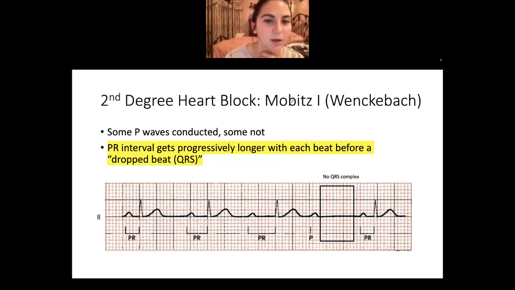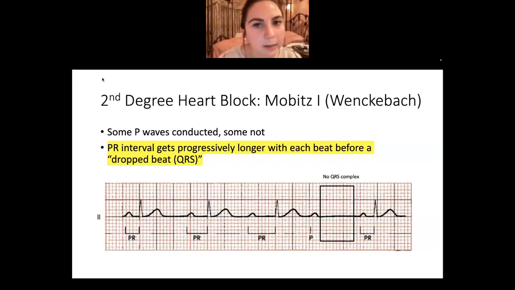So just sometimes a QRS complex just won't be there. So this is second degree Mobitz 1. So this is your Wenckebach. I would know all the names. I have seen different things, especially using ComBank. I know I was using ComBank, not ComQuest, but ComBank would call it Wenckebach, but UWorld calls it Mobitz 1. So just know all the names.